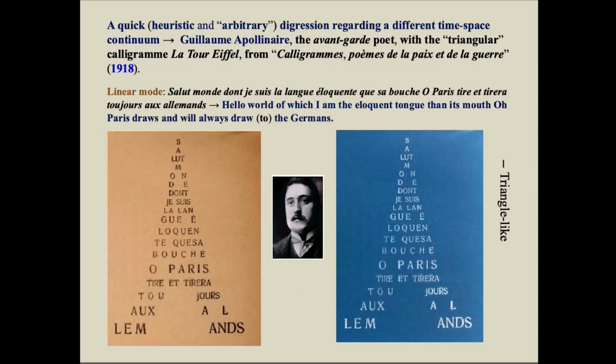And just as a cross-cultural note, here is Apollinaire, the poet of the early 20th century, and one of his calligrams, as they call it, a poem placed in a triangular form, or in this case, to mimic the Eiffel Tower. Next slide.